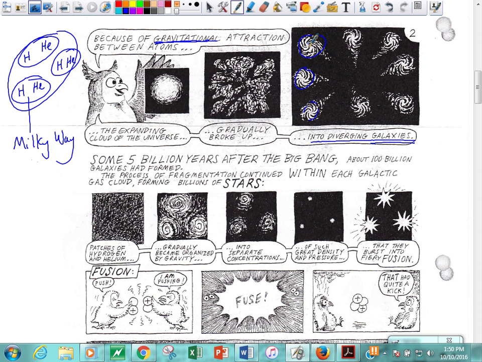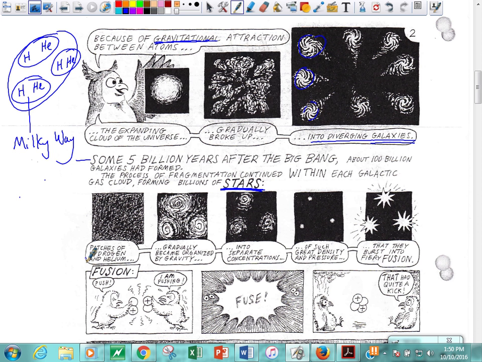Some 5 billion years after the Big Bang, about 100 billion galaxies had formed. The process of fragmentation continued within each galactic gas cloud, forming billions of what? Stars. Okay, so there's a new one. We formed galaxies, but it says that this process kept happening, and there's this gas cloud, and it forms stars. Let's read about how the stars form.